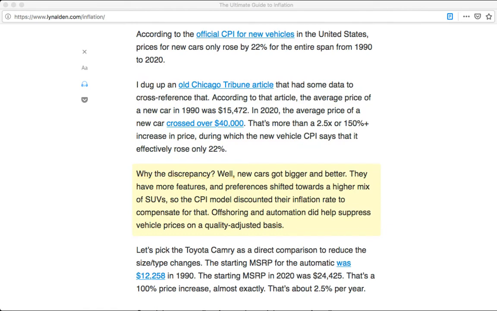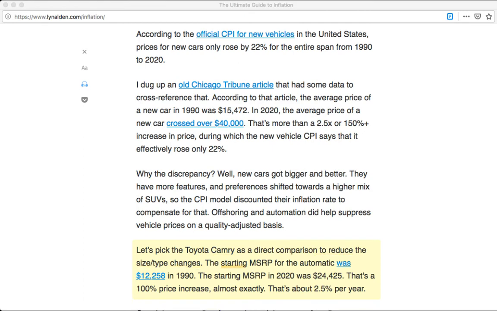Well, new cars got bigger and better. They have more features, and preferences shifted towards a higher mix with SUVs, so the CPI model discounted their inflation rate to compensate for that. Offshoring and automation did help suppress vehicle prices on a quality-adjusted basis. Let's pick the Toyota Camry as a direct comparison to reduce the size type changes.